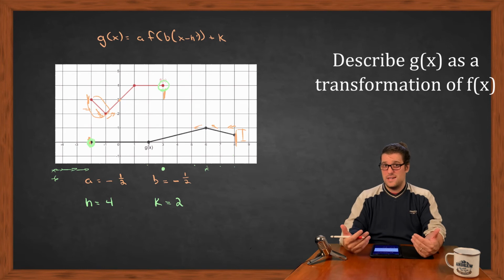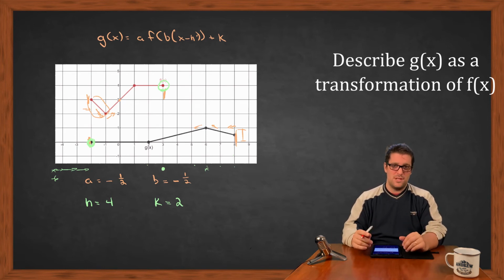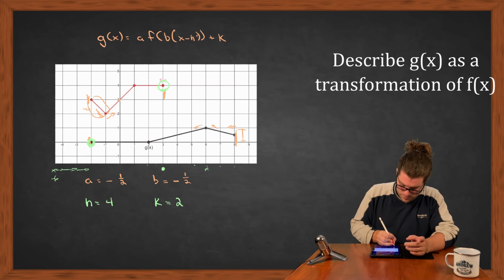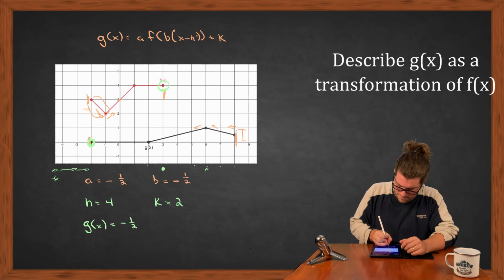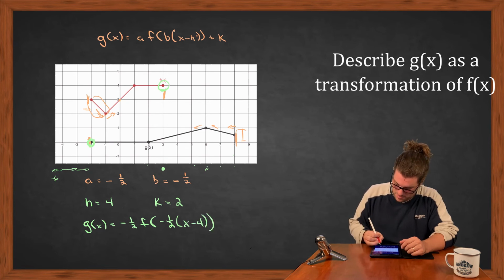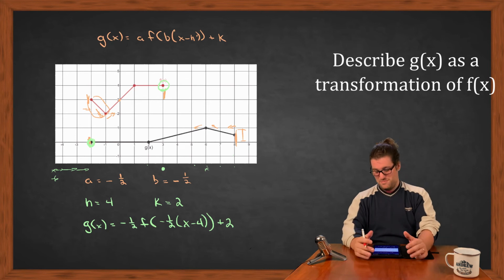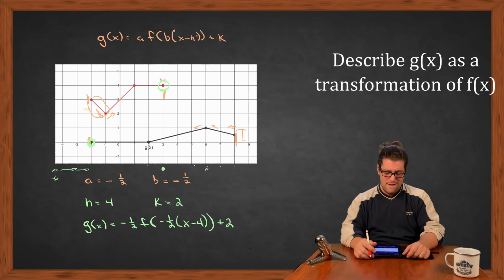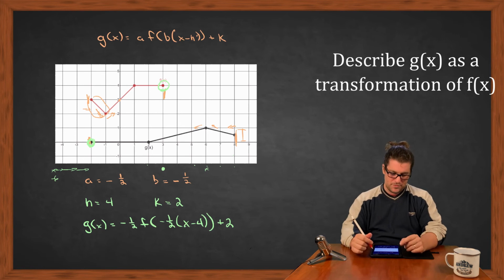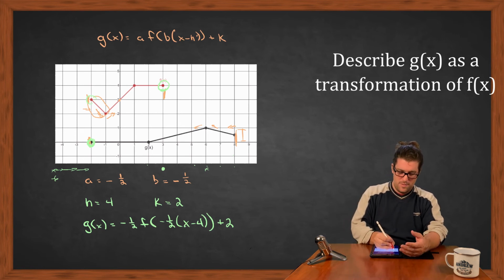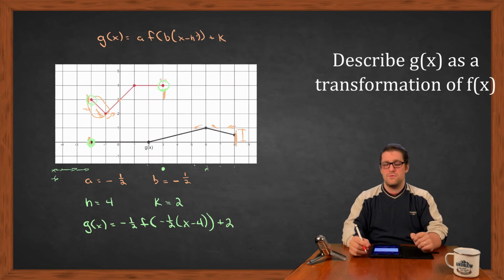This should be the right set of parameters, so I should be able to just copy down my generalized function and put the parameters in instead. So g of x is equal to -1/2 f of -1/2 x minus h of 4, and then plus k of 2. That should be what the equation is for this one. Let's say I'm not sure about it though. What I should be able to do is take some other point and make it go through the transformation, and I should get the associated point in my new function.